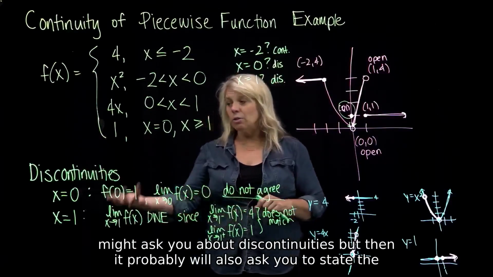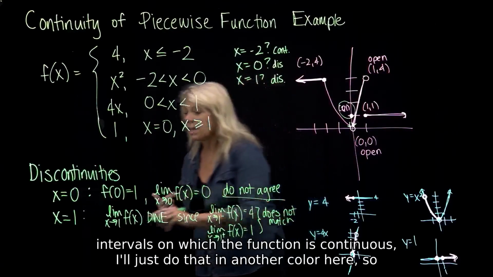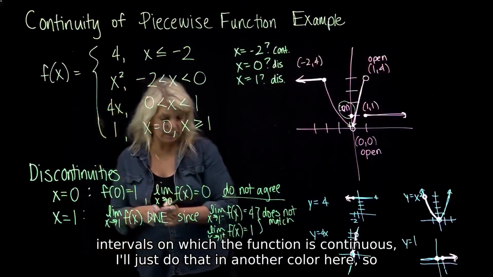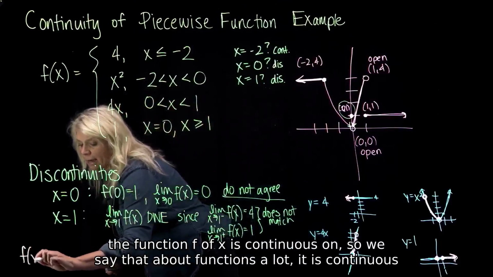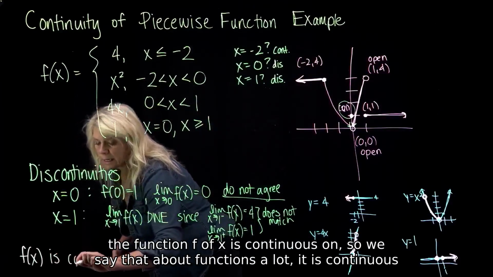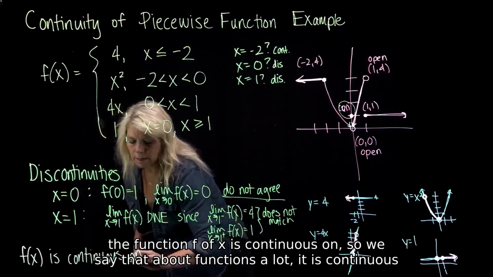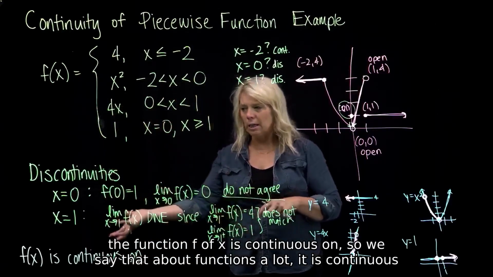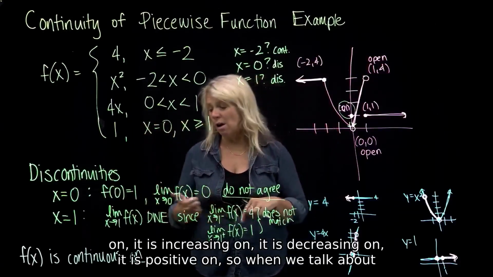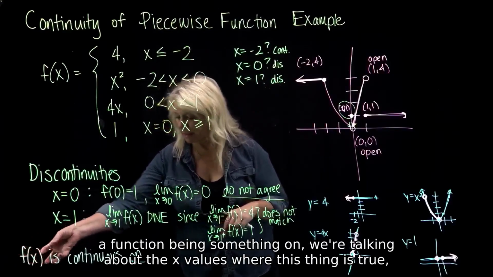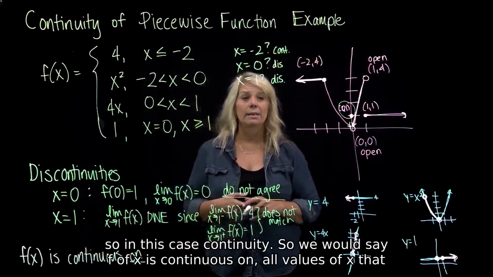Often the question might ask you about discontinuities, but then it probably will also ask you to state the intervals on which the function is continuous. I'll just do that in another color here. So the function f of x is continuous on, so we say that about functions a lot. It is continuous on, it is increasing on, it is decreasing on, it is positive on. So when we talk about a function being something on, we're talking about the x values where this thing is true. So in this case, continuity.